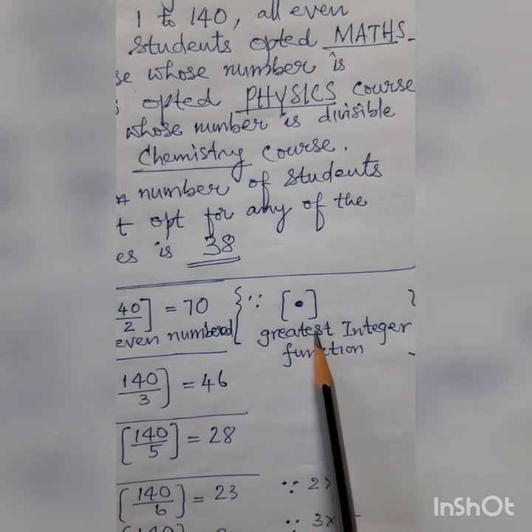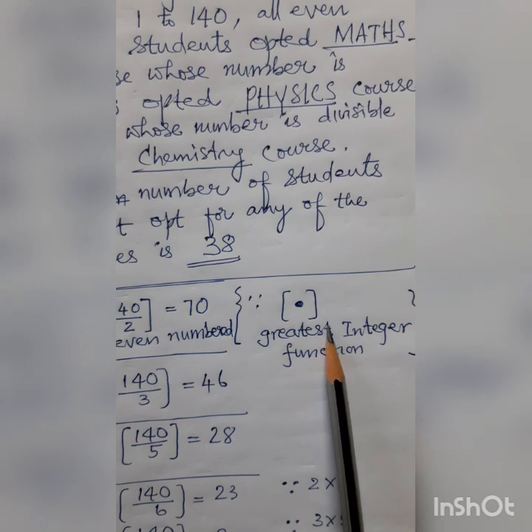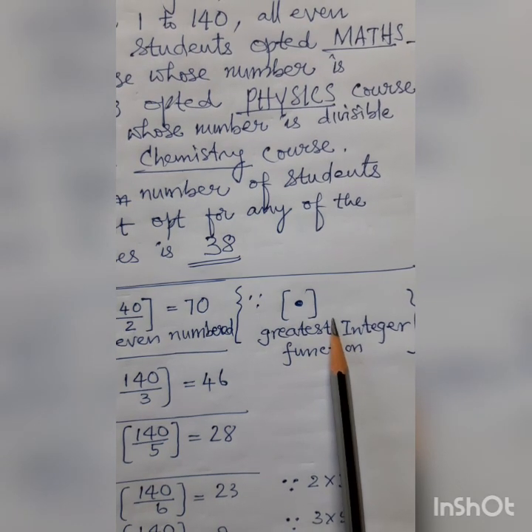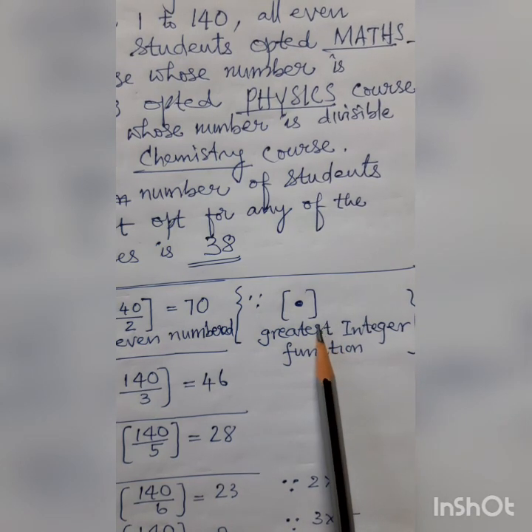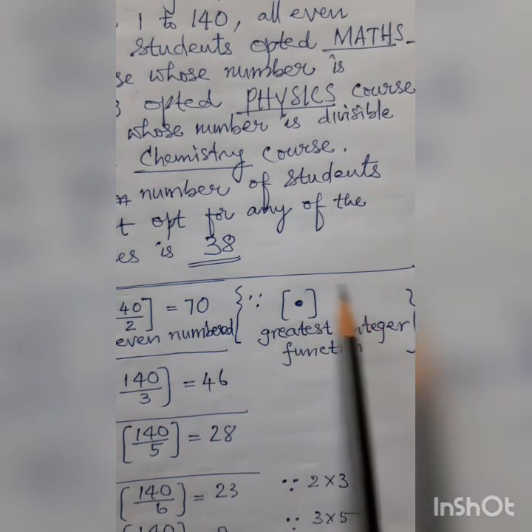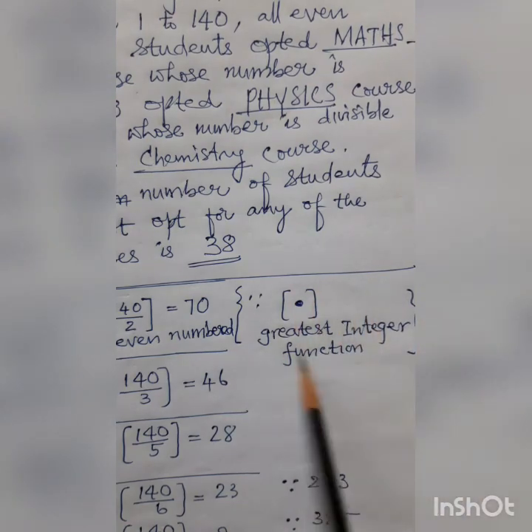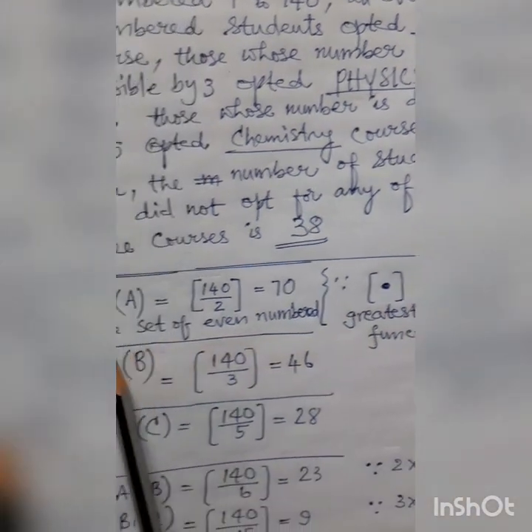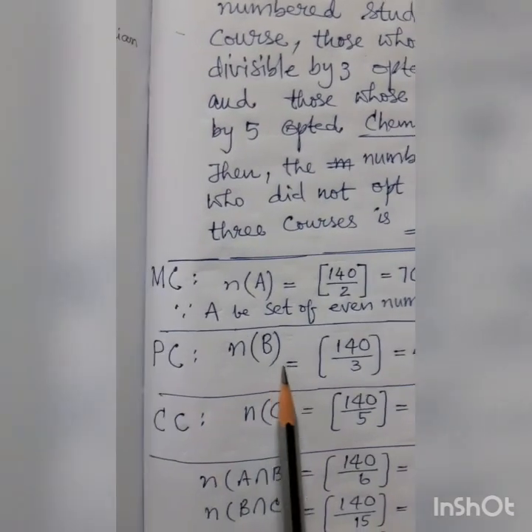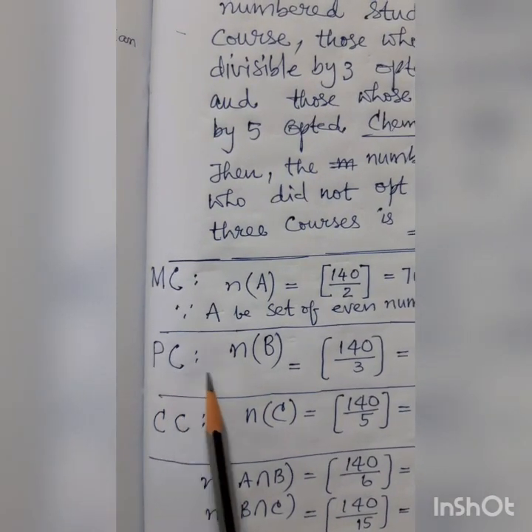You see, in this question, this is a very, very important model question because we have used the concept of divisibility. The student number we get should not be a fraction. Integers must come. That is why we have to use the greatest integer function concept here.